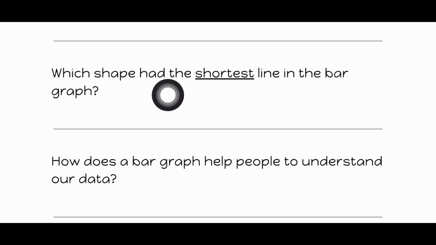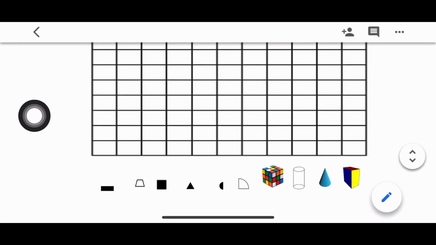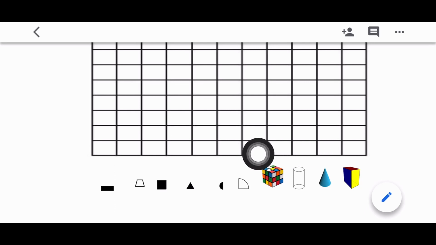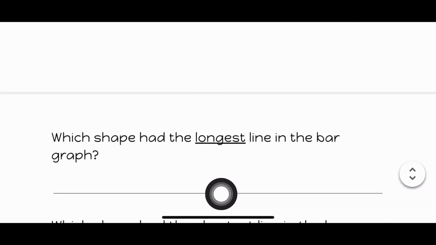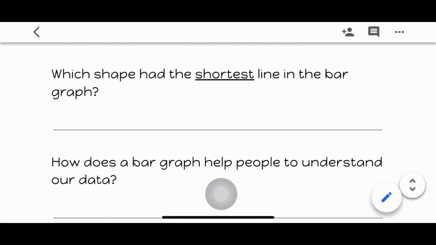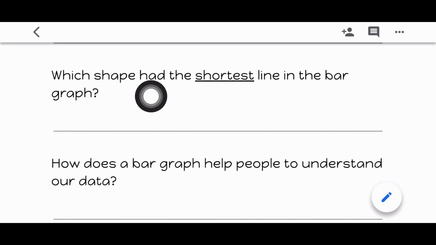Which shape had the shortest line in the bar graph? Go back here, and which shape had the shortest line in the bar graph? So you can say the cylinder had the shortest line in the bar graph, period.